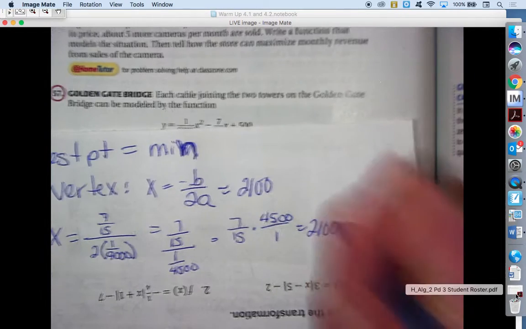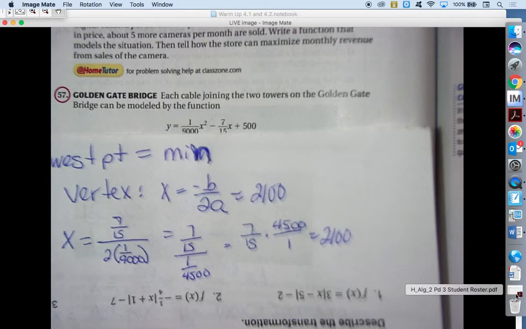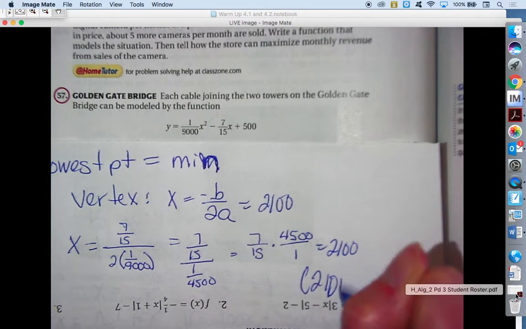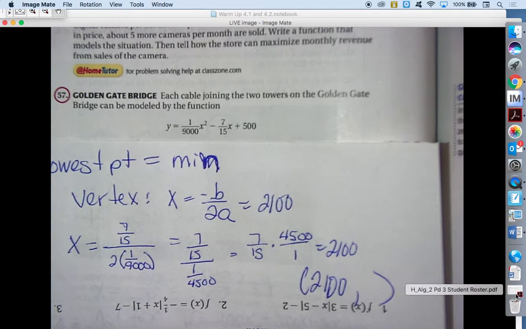And then what do you do for the y? So you need to take that, just like if this is your vertex, this is my x value. How do you find y? So you just plug it into the problem.